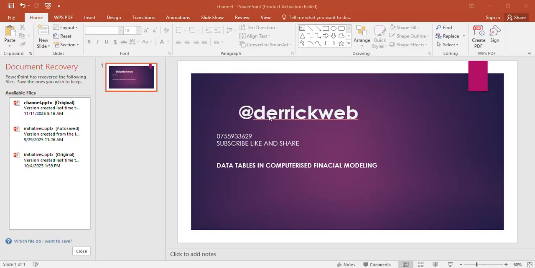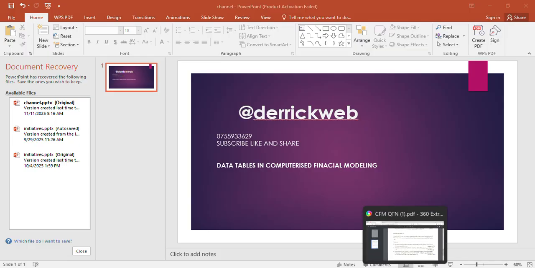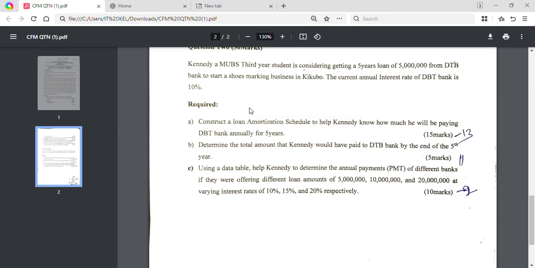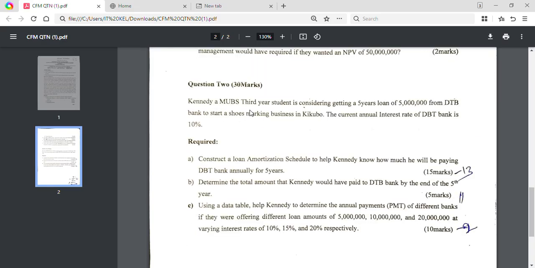Good morning, guys. Today we are going to look at data tables and computerized financial modeling. But today we shall use an approach of question and answer. So we have this question here, most of you guys have been sending it to me.